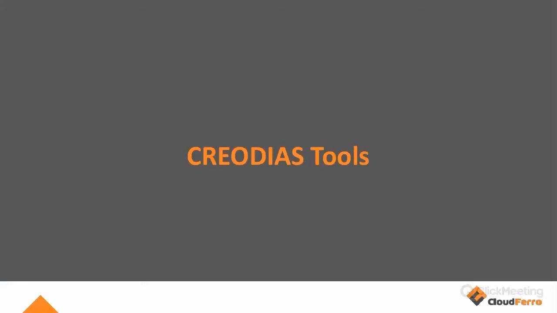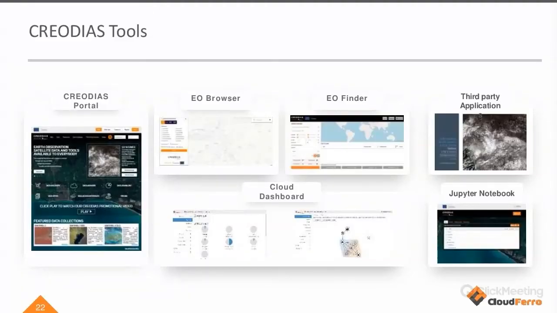Okay, I see that we are running. Let's go now to CREODIAS tools. So first of all, when you enter the CREODIAS portal, you have access to different tools, which are EO Browser and EO Finder, the tools for data search and data download. Also Cloud Dashboard, the dashboard to manage your resources, virtual machines, and also storage.